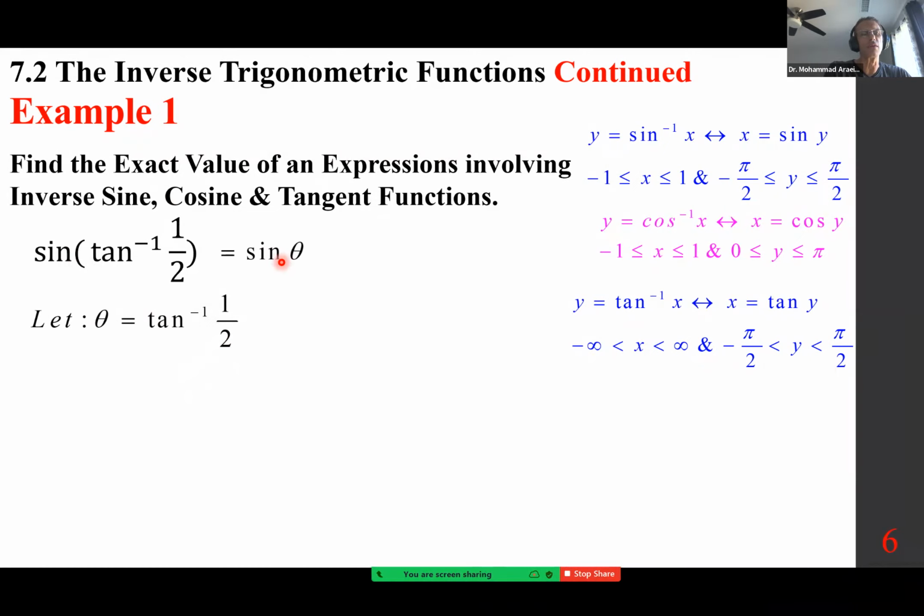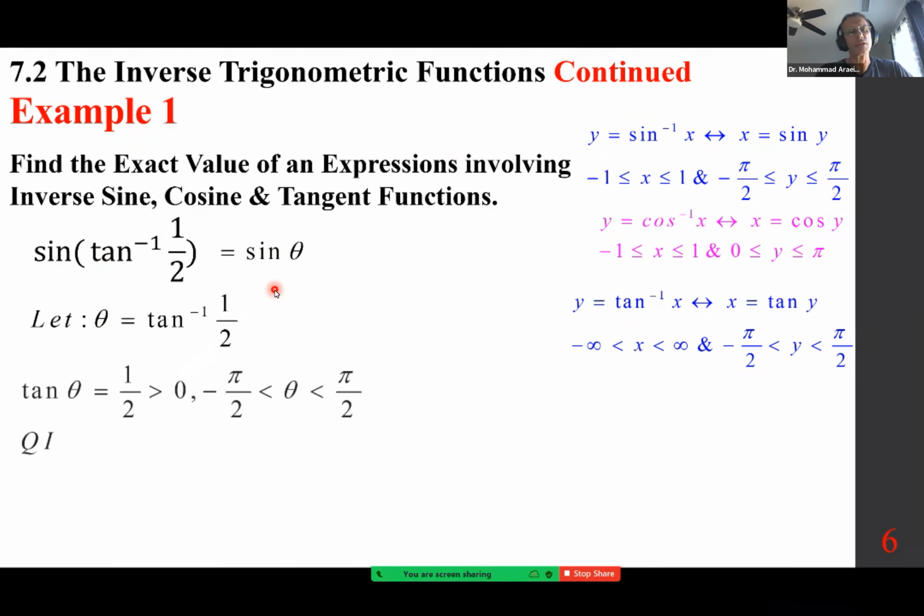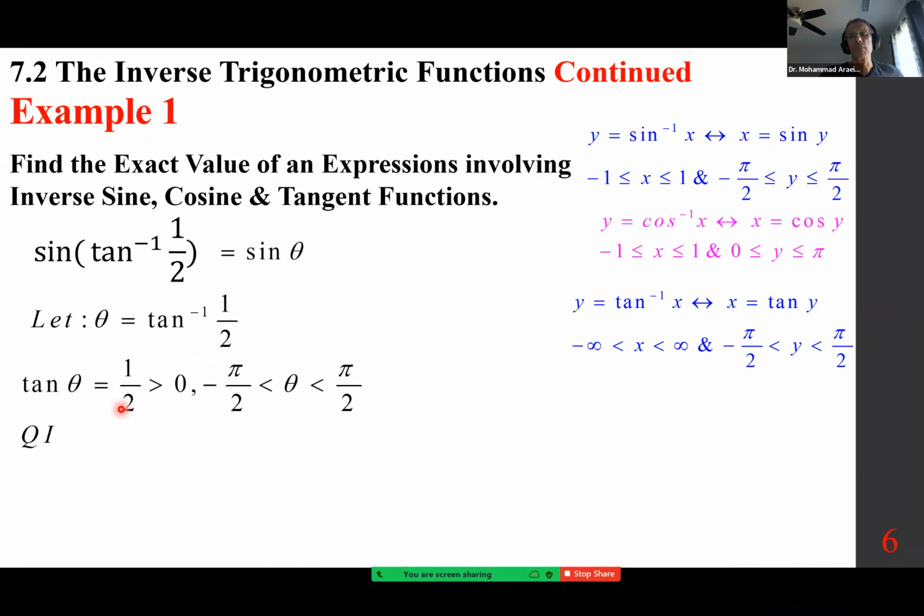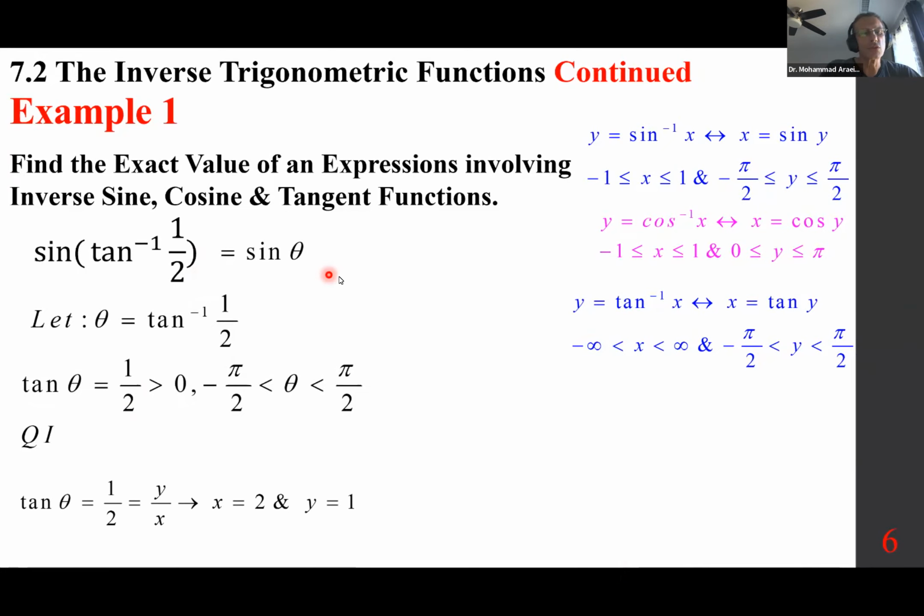So we want sine of theta, and tangent is equal to 1/2. Because tangent is positive, and we're talking about inverse tangent going from negative pi over 2 to pi over 2, this must be the first quadrant, which means sine is positive. We can find it a couple of different ways. Quickly, tangent is 1 over 2, which is y over x. And so y is 1, x is 2.